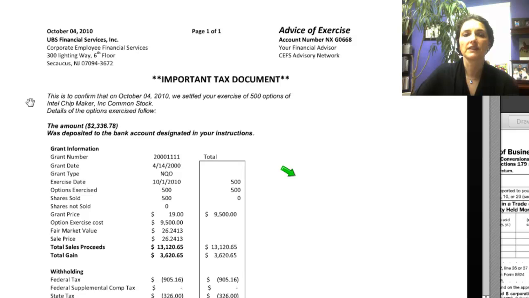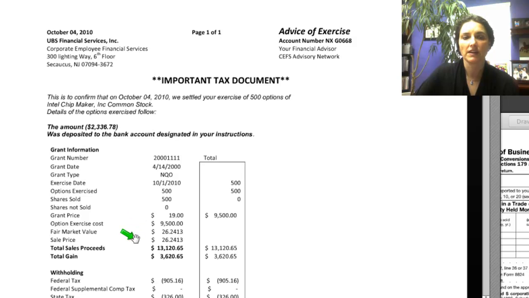Here is the advice of exercise that Jake Edwards received for the sale of his Intel stock, and you can see that it was a non-qualified option, the grant date, the exercise date, the number of shares sold, the grant price, the option exercise cost, the fair market value, the sales price, and the total gain. You'll observe this gain is the amount that was reported in his W-2 as income. So ultimately what you're going to see is that the sales proceeds and his cost are one and the same. So even though he buys at a discount, he's going to have a cost basis that's almost equal to the sales price.